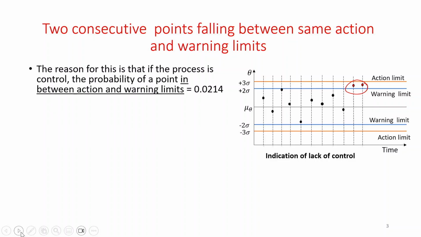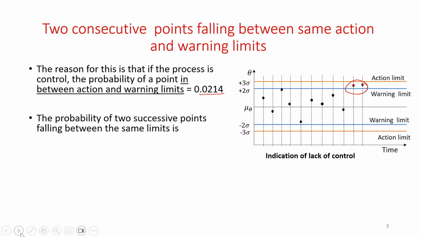Now the reason for this is that if the process is under control, the probability of a point, that is a data point, in between action and warning limit is likely to be 0.0214. Probability that 2 successive points will appear in between warning and action limit is 0.0214. We also explain that why it is 0.0214.